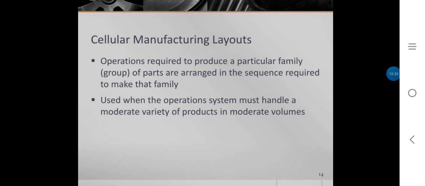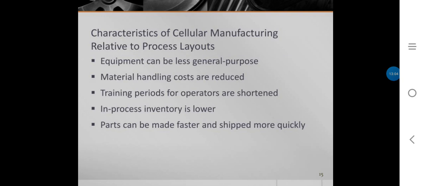Operations required to produce a particular family or group of parts are arranged in the sequence required to make that family, used when the operation system must handle a moderate variety of products in moderate volumes. The best example for cellular manufacturing is apparel manufacturing. In apparel manufacturing, we know it has cutting sections, sewing sections, packing sections, ironing sections, quality checking sections, and so on. So they are using cellular manufacturing layouts.